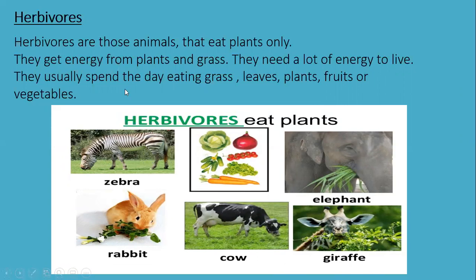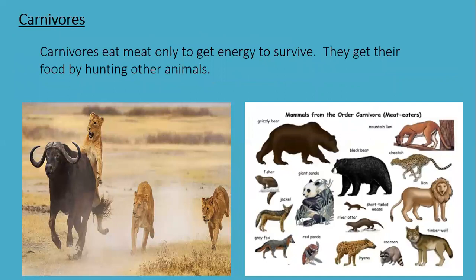Okay. Now the second type of consumers are carnivores. They are the opposite of herbivores. Herbivores eat plants only and carnivores eat meat only to get energy to survive. They do not eat plants. They eat only the meat of different types of animals. They get their food by hunting other animals, just like in this picture, the tigers and lion. They eat the meat. All these wild animals are examples of carnivores.